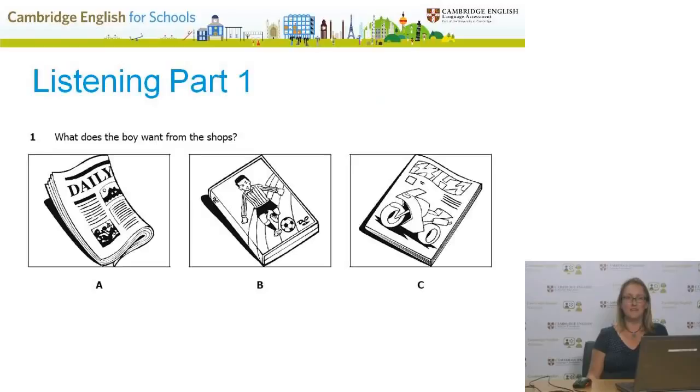For each recording there is a question and 3 pictures, like this. Candidates have to listen to the recording and choose the picture which best answers the question. In this question, the listening is about what the boy bought from the shops. What words do you expect to hear in the listening? Write your ideas in the text chat now.